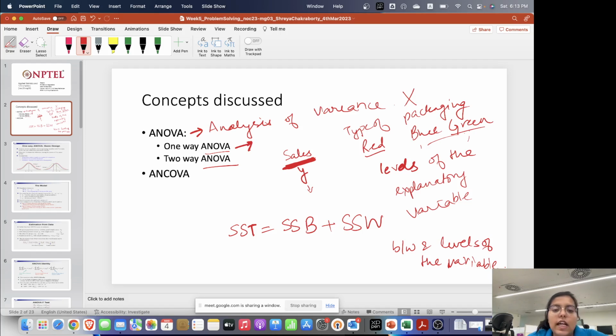Similarly, if we have two factors, let's say this is factor A, type of packaging. Also, apart from type of packaging, if it is expected to depend on some factor B, which also has level 1, level 2 and so on, then that design would come into a two-way ANOVA. Is this clear, the basic thing?